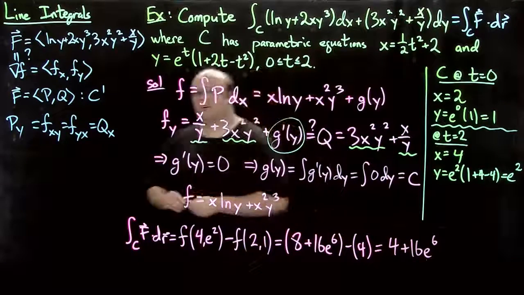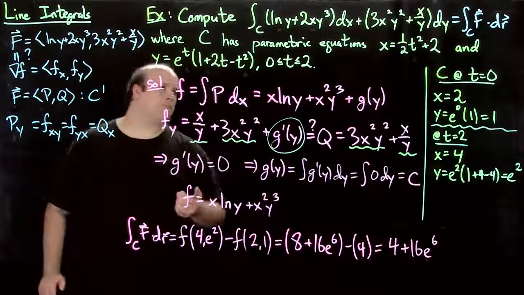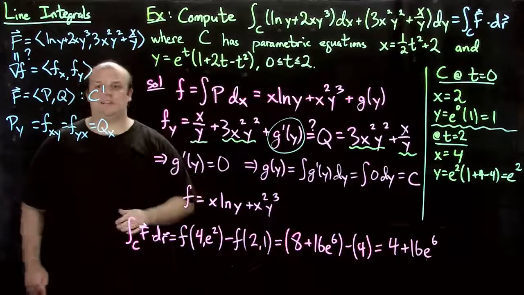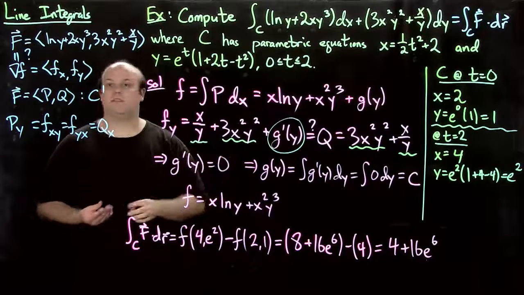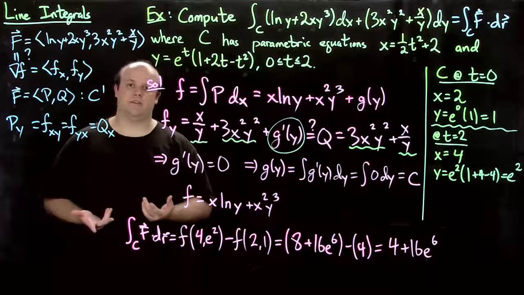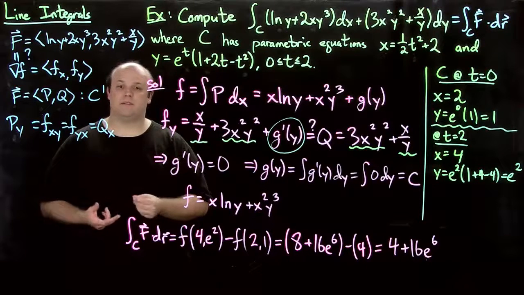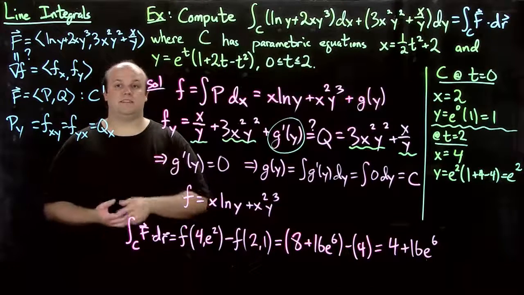Okay? So hopefully this idea made sense: we have this line integral here which looks kind of messy, and we don't really want to do it as it stands. So let's check if that vector field is conservative, because then we can use the fundamental theorem of line integrals. Okay? Hopefully that all made sense, and I'll see you in the next video.